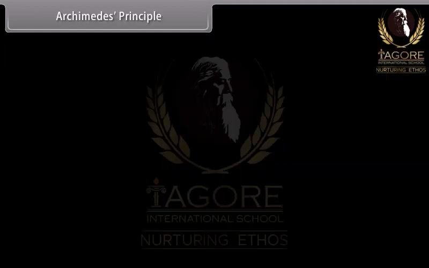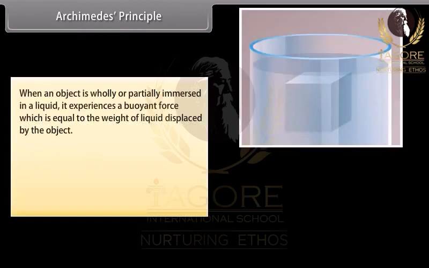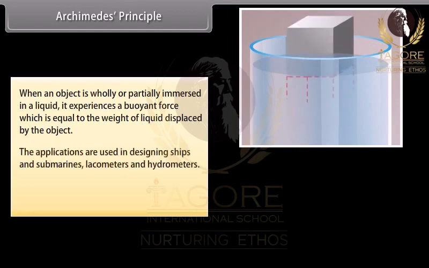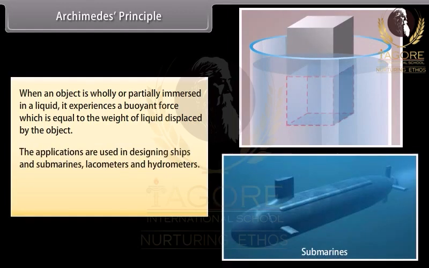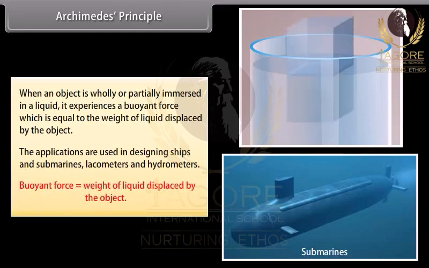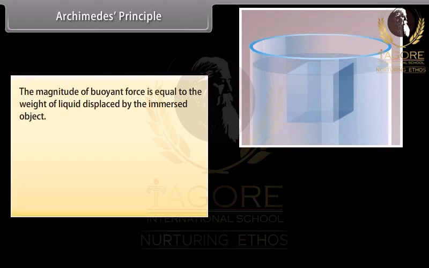Archimedes' principle. When an object is wholly or partially immersed in a liquid, it experiences a buoyant force which is equal to the weight of the liquid displaced by the object. The applications are used in designing ships and submarines, lactometers and hydrometers. Buoyant force is equal to the weight of liquid displaced by the object. The magnitude of buoyant force is equal to the weight of liquid displaced by the immersed object.